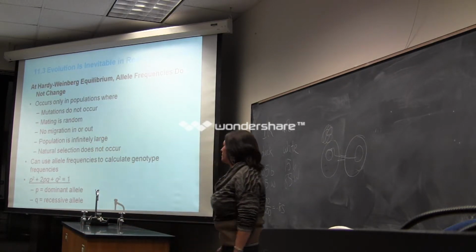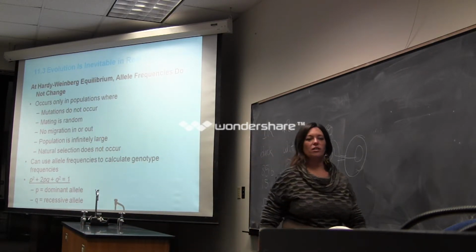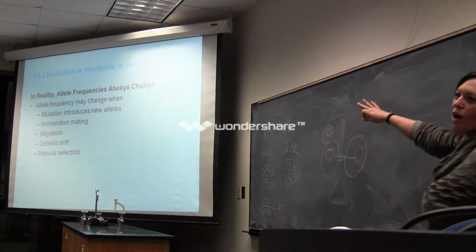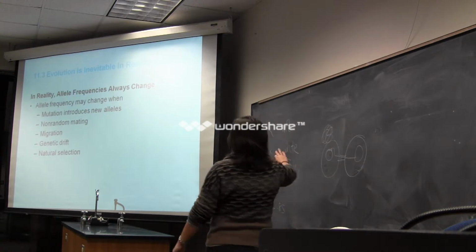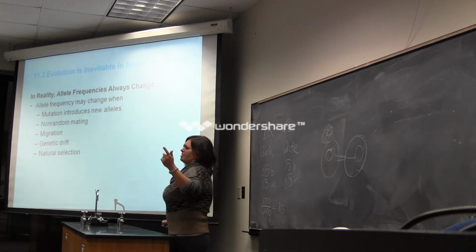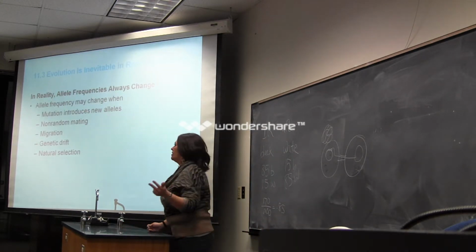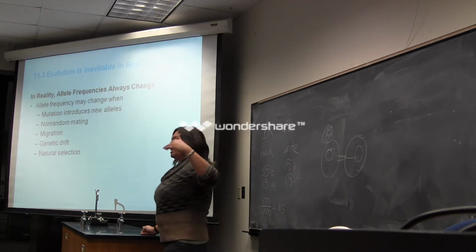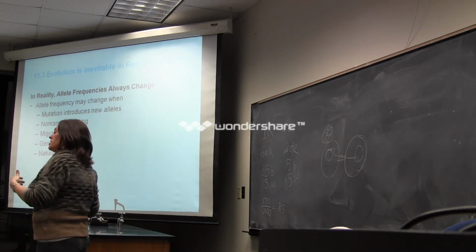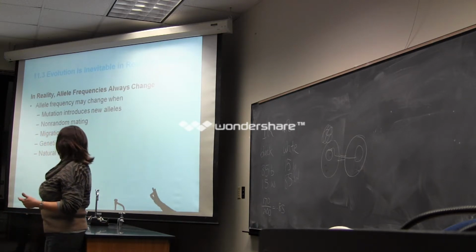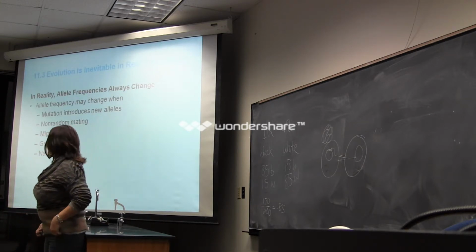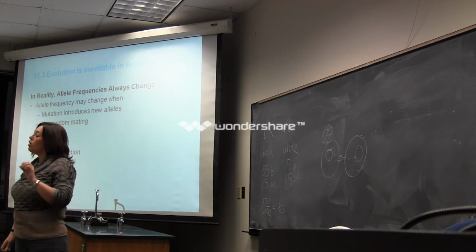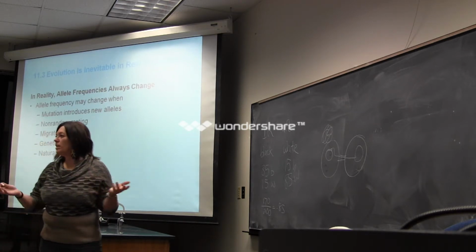Exactly, for these reasons. And so, rather than dwell on the equation, these are the reasons why it's never in Hardy-Weinberg. Because we always have mutations, because our mating is not random, because we migrate everywhere, because stuff comes into populations and some stuff leaves populations. That's what genetic drift is. And then natural selection. It's not like there's a switch for natural selection, where you can turn it off for a while. It's always happening.